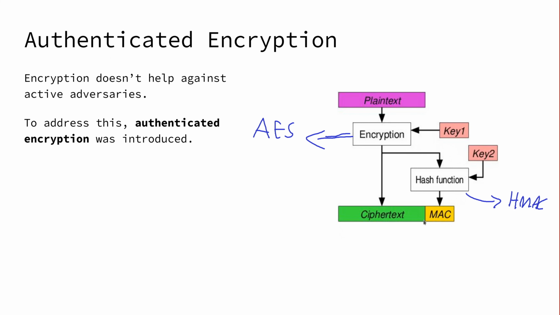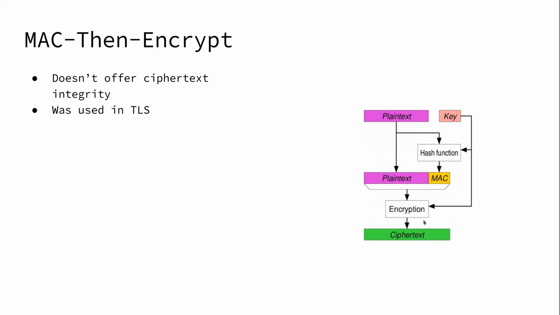Well, there are different ways we could use authenticated encryption. For example, we could do a MAC then encrypt scheme. We could take the plain text, do a MAC on the plain text, then we have plain text and MAC. This can't be altered. Then we encrypt that with AES, for example, and then we have the ciphertext. This was, for example, used in TLS up until TLS 1.2, so the recent one.